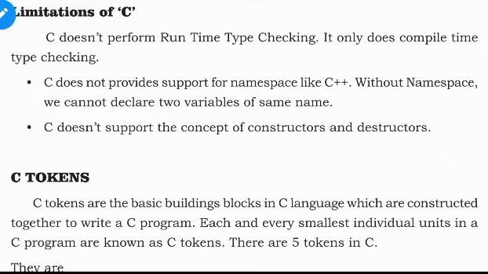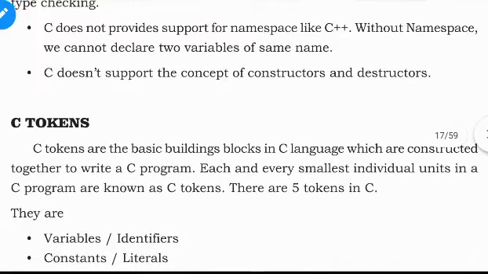C does not provide support for namespaces like C++. C++ is the next version of C, isn't it? So without namespaces, we cannot declare two variables of the same name. C doesn't support the concept of constructors and destructors.